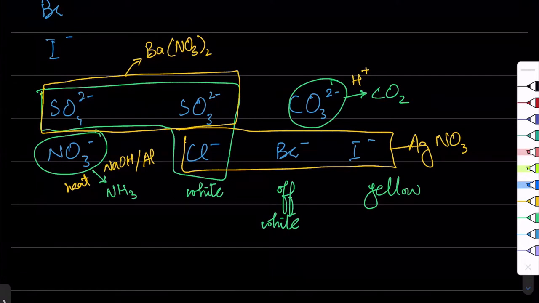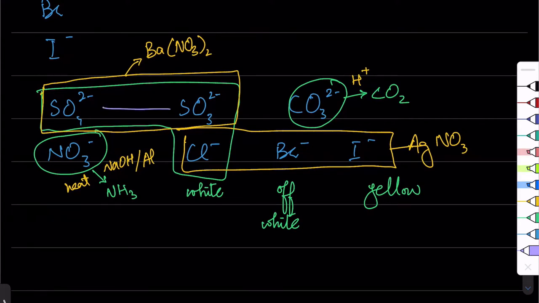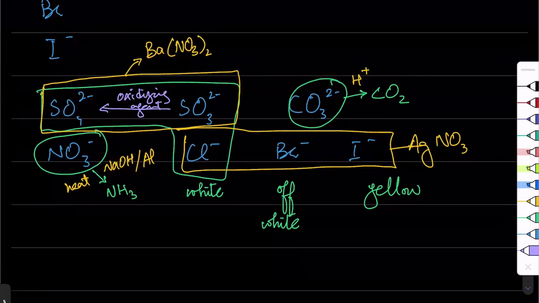Ab problem aati hai ki sulfate or sulfite mein hum differentiate kaise karein? Like they are both giving us white precipitate with barium. So what do we do? There's a very simple answer for that. You have to know that sulfite can be converted to sulfate by an oxidizing agent. So mujhe zara batao, oxidizing agent ka kya test tha? What's an oxidizing agent? What does it do? Do you remember any oxidizing agents? Potassium iodide is a reducing agent. Potassium permanganate, or potassium manganate 7, is going to give you what? Purple to colorless. Right? And there you go.